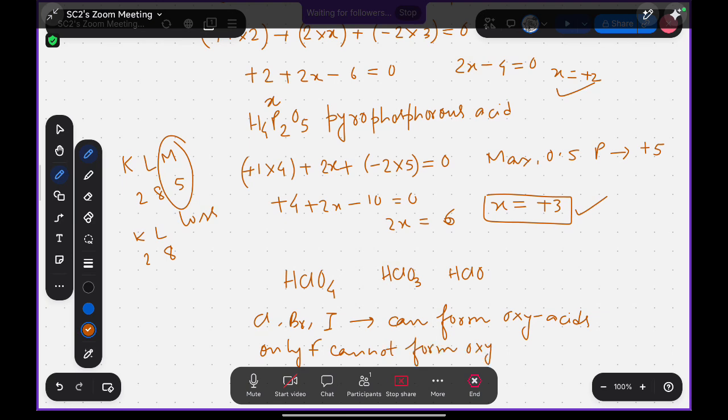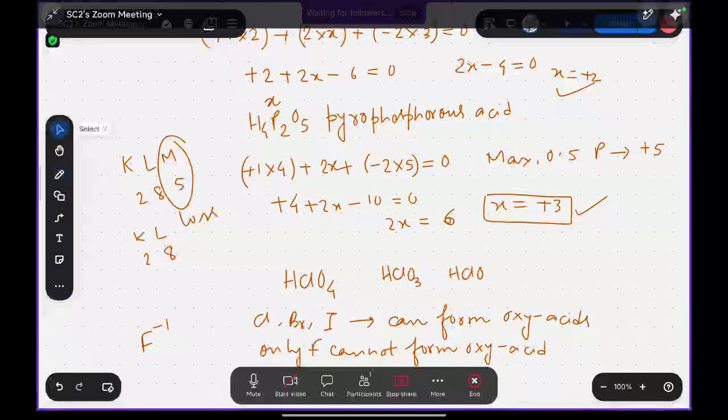Why is it so? Because fluorine is a very small element. It has only 2 shells. It lies in the second period of the periodic table, right? Fluorine is 1s2, 2s2, 2p5. That means it has only 2 shells. As it can form only one oxidation state, fluorine can have only -1 oxidation state. So that is why fluorine cannot form oxy acids.